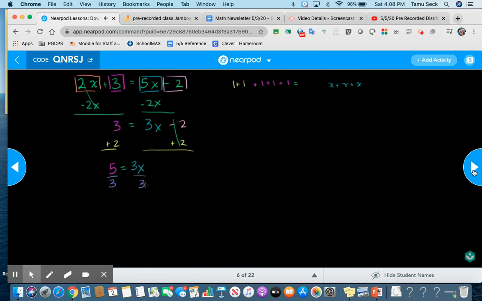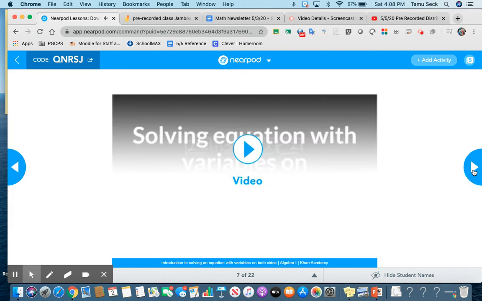The whole reason why we divided by 3 is because the x was being multiplied by 3. 3 is the coefficient on the x. Fancy word, it literally just means the number multiplying the variable we're solving for. So these 3's cancel out. The right-hand side of the equation is just x. The left-hand side is 5/3. So we can say x is equal to 5/3. And this is different than everything we've seen.